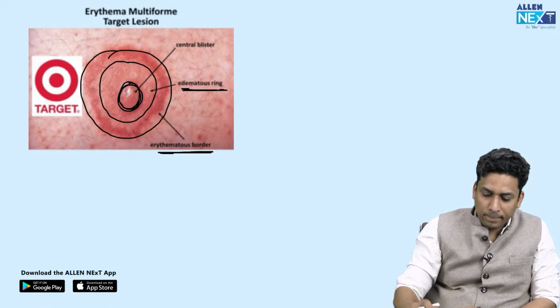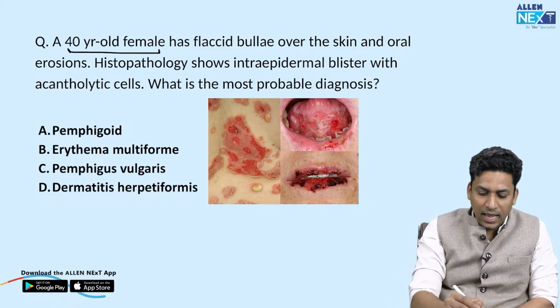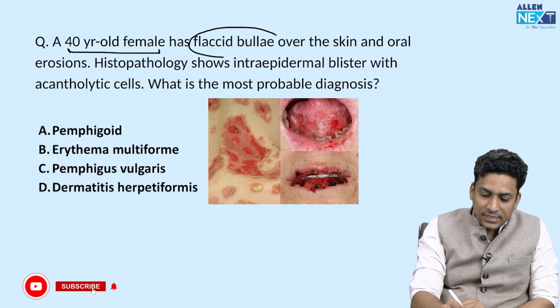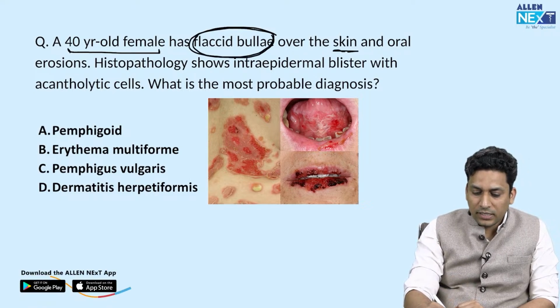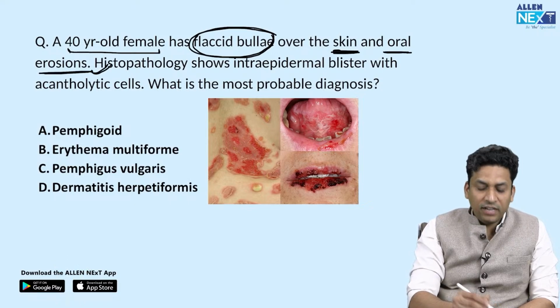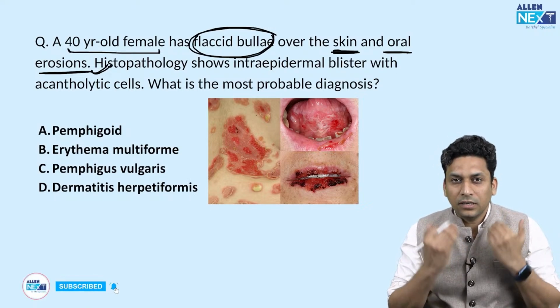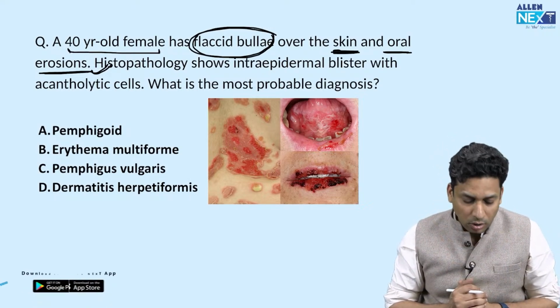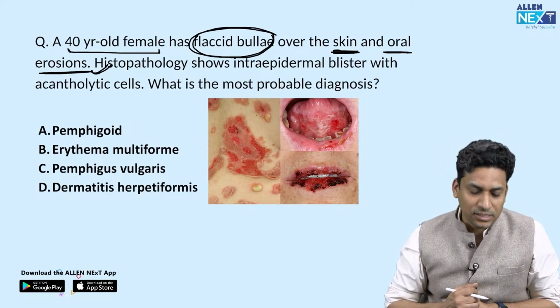Coming to the next question, they are saying a 40-year-old female had flaccid bulla, flaccid fluid-filled lesions over the skin. Oral erosions are also present. Now, whenever a question comes on any blistering disorder, it is very important to examine whether the buccal mucosa is involved or not, because there are certain conditions which you can exclude if the buccal mucosa is spared.